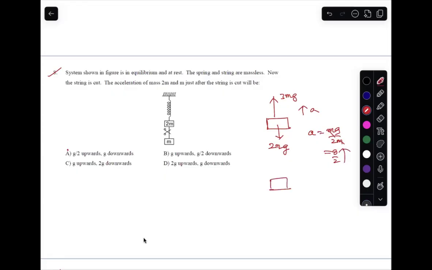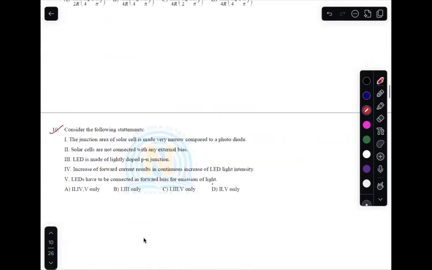What about the lower block? Just as you cut, it's a free falling body. It will have an acceleration g downwards. The 2m block will have g by 2 acceleration upwards, and the m mass block will have an acceleration g downwards. A is the correct answer. Next.